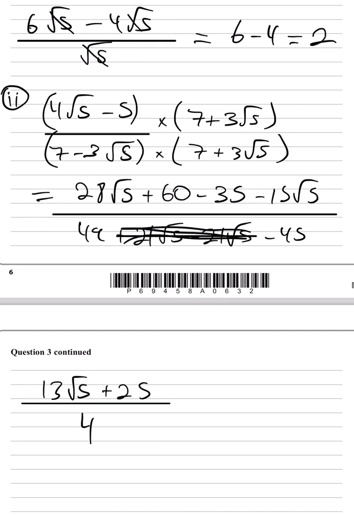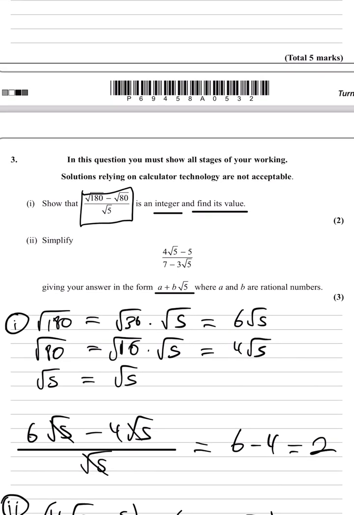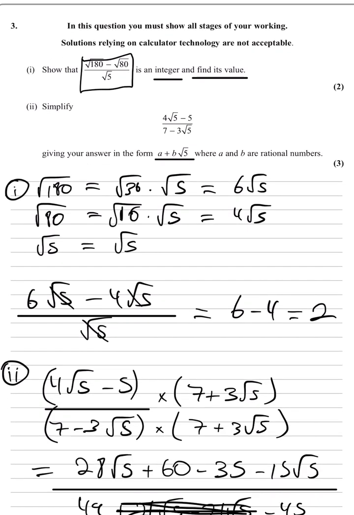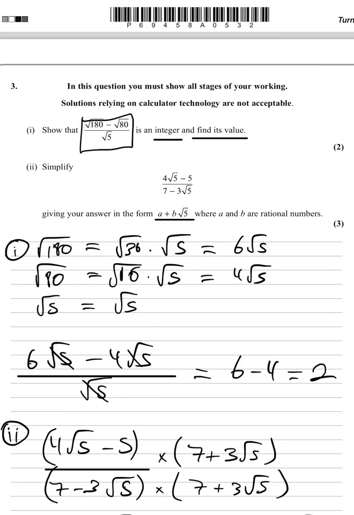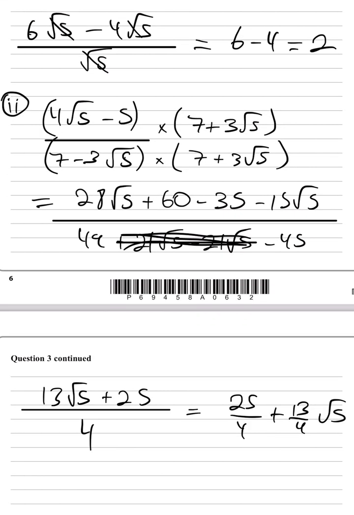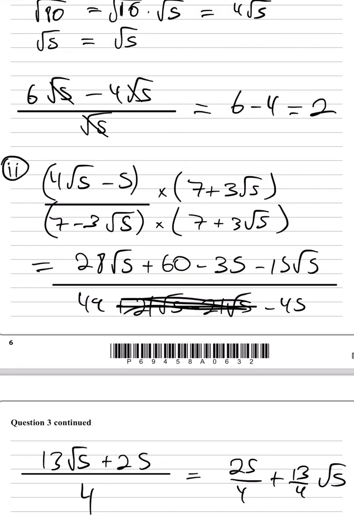And we can just completely simplify this down to 25 over 4 plus 13 over 4 root 5, and this is exactly what the question wants from us. We got the A component, which is 25 over 4, and we got the B component, which is 13 over 4. That's all.